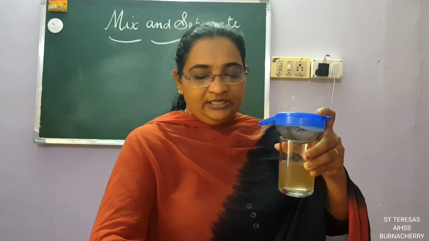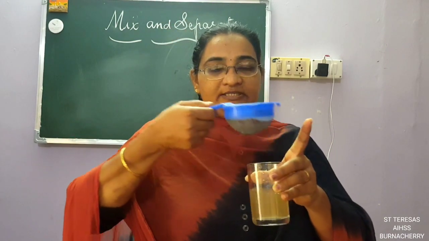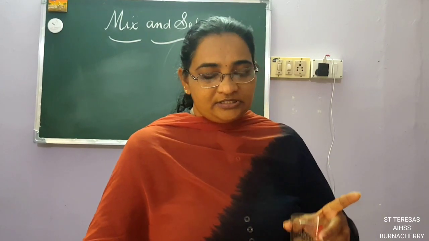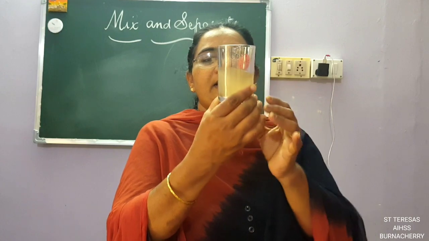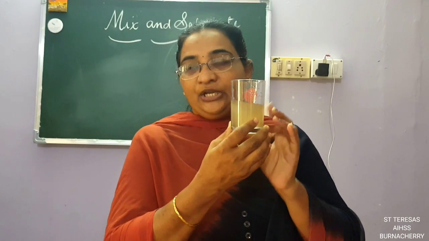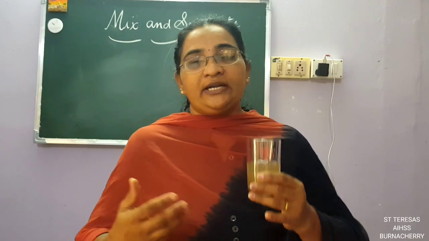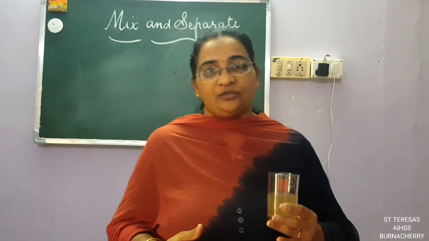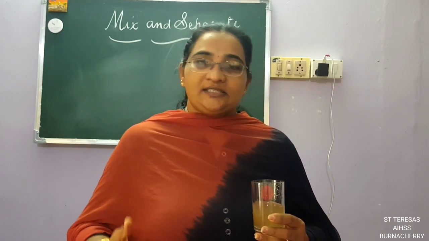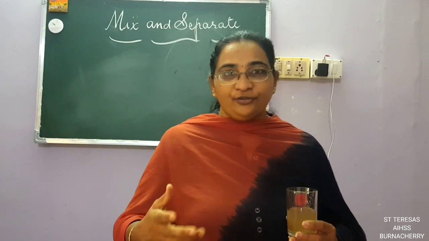So now we saw that some more twigs and dry leaves were there. All that can be sieved and taken. So this we can sieve. Still, now see, is the water clear? No, isn't it? So to make it more clear, what things can we use out of this? Have you any idea? Some of you might know, some of you don't know.